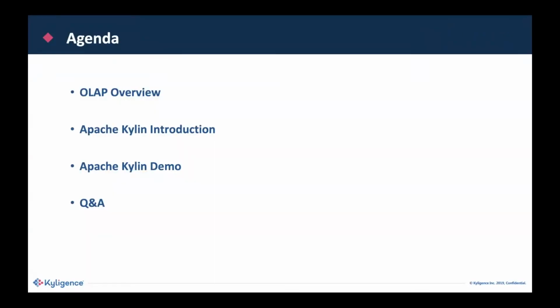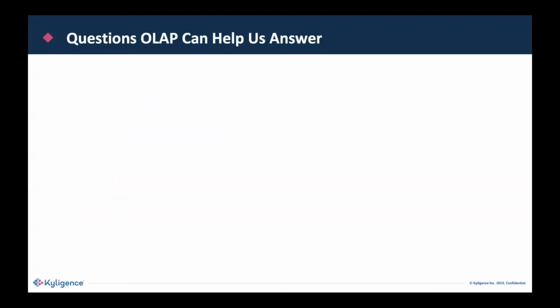Okay, here are some topics we are going to talk about. First of all, I want to give a quick overview about OLAP. Understanding basic OLAP concepts helps us understand Apache Kylin better. And then I'm going to introduce Apache Kylin, including some key features, architecture, basic usages, etc. After that, I will give a demo on how to use Apache Kylin to build an OLAP cube with big data technology. Let's get started.